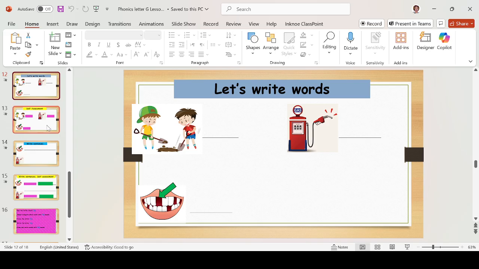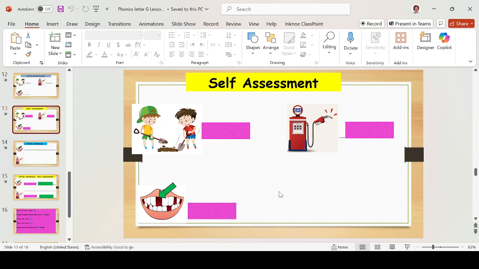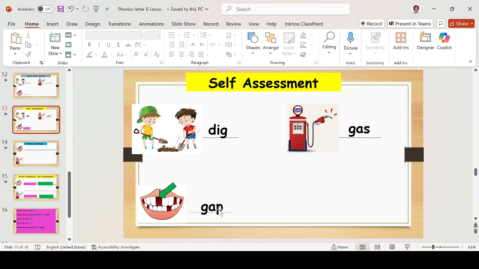Okay, so when you are done, we come here to do our self-assessment. I am going to show you the words. You need to check, did you write like this? Check, check, check, check. Did you write like this? D, I, G. G, A, S. G, A, P. Okay. So now, I want you to pause the video. Check if you made a mistake. Try to do your corrections. And when you are done, we are going to write sentences.